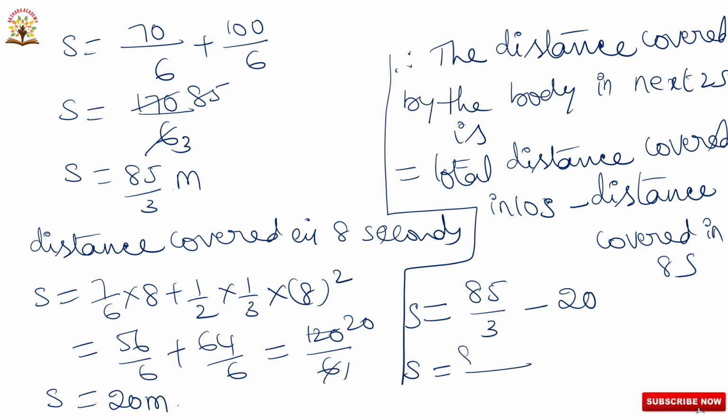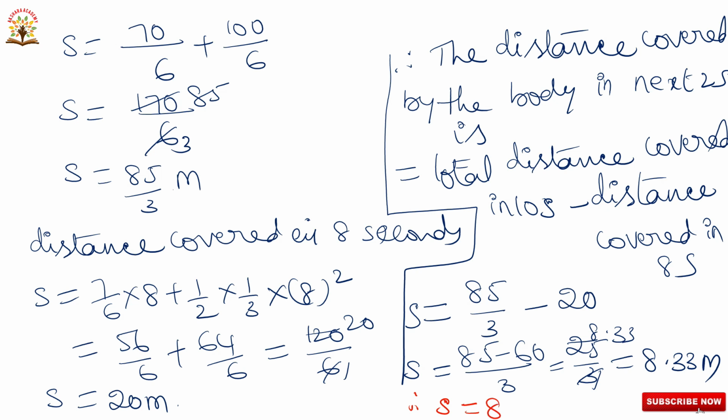Now we are taking LCM. 85 minus 60, 20 times 3 is 60, by 3. So that is equal to 25 by 3, which is 8.33. So that is equal to 8.33 meters. The final answer is the distance covered in the next 2 seconds, S is equal to 8.33 meters. This is the final answer.